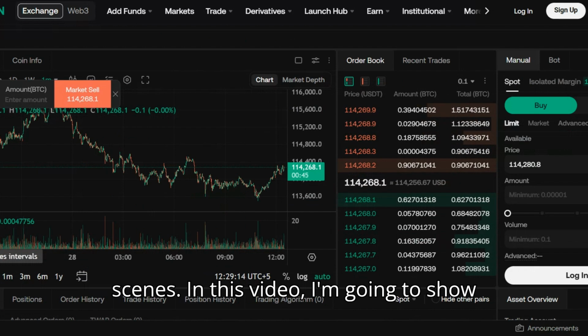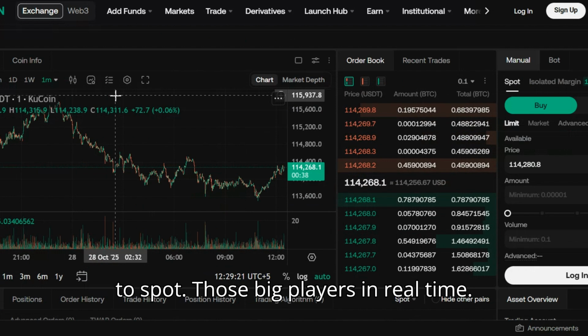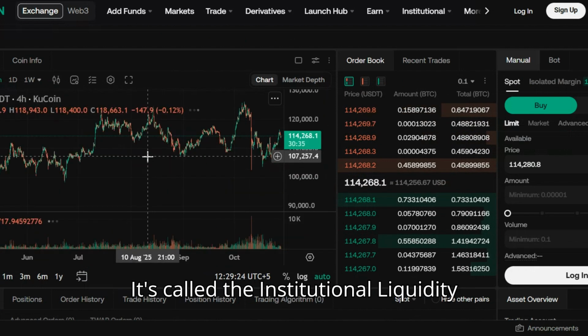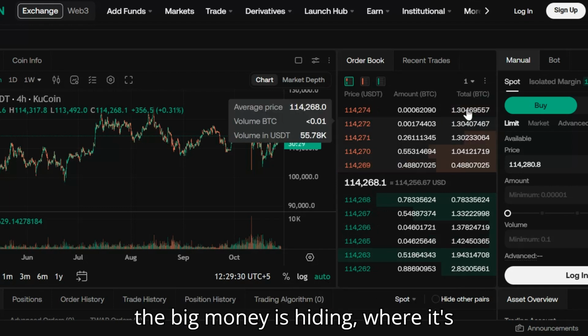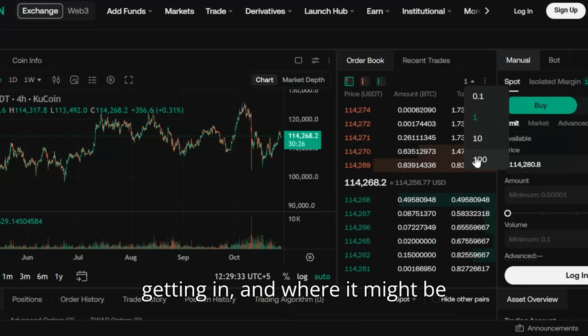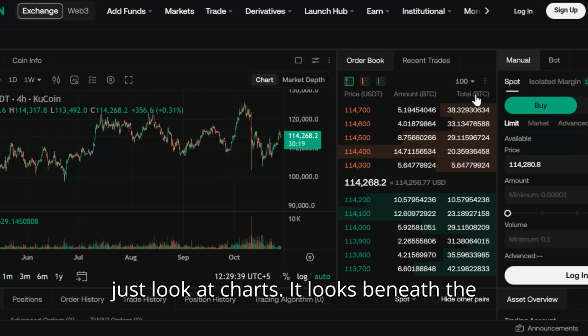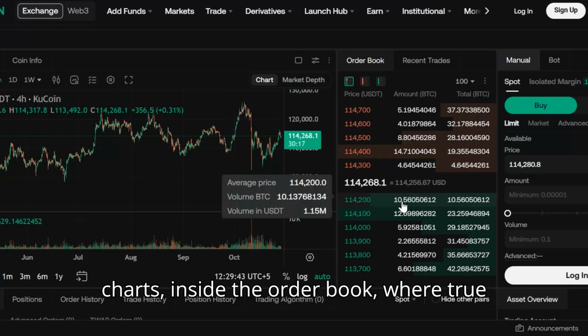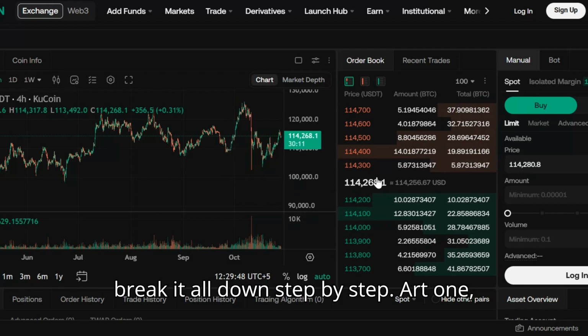In this video, I'm going to show you a system built in Python that tries to spot those big players in real time. It's called the Institutional Liquidity Analyzer, and it's designed to find where the big money is hiding, where it's getting in, and where it might be preparing to move next. This tool doesn't just look at charts, it looks beneath the charts inside the order book where true buying and selling pressure lives. Let's break it all down step by step.